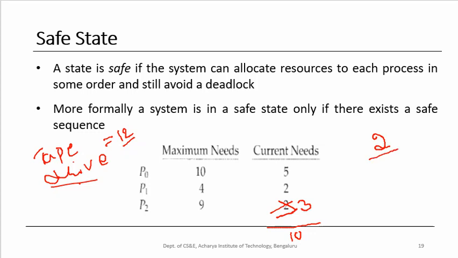Is that going to satisfy the requirement of any of the processes? Yes, it is going to satisfy the requirement of P1, because it is currently holding 2 and it needs 4. So P1 can complete its execution. After P1 completes its execution, it is going to release all the 4 tape drives. Now how many instances of tape drives do we have in the system?